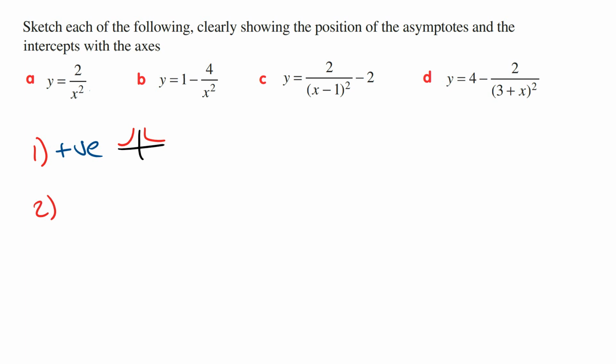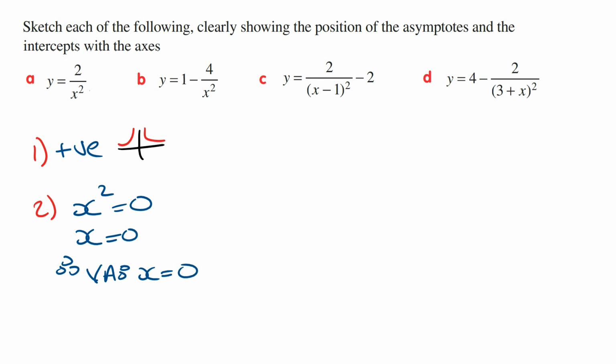Alright, for step 2, now we need to work out the equation of the vertical asymptote and the horizontal asymptote. For the vertical asymptote, we let the denominator equal 0 and then solve for x. And so for this part, we're going to let x squared equal 0 and solve for x. Taking the square root of both sides, we get x is equal to 0. And so therefore, the equation of the vertical asymptote is x is equal to 0.